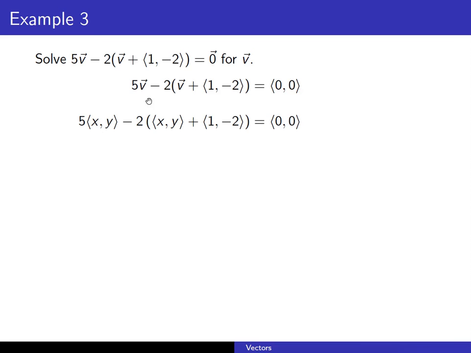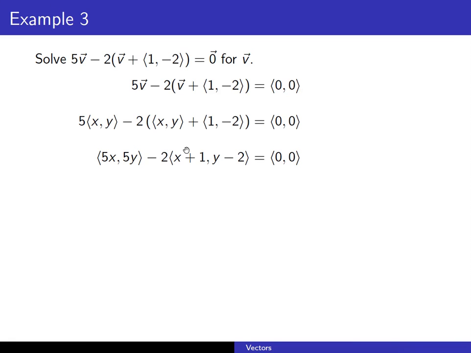So if we replace vector v with x and y, horizontal and vertical components, inside these parentheses here, we have x, y plus 1, negative 2. We can add the horizontal components, x plus 1, add the vertical components, y plus negative 2. And we could also distribute our 5 to the x and the y. So we have 5x, 5y minus 2 times the expression x plus 1 as our horizontal component and y minus 2 as our vertical component.